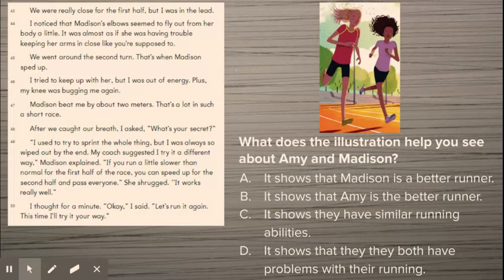All right, as we're reading this now, I want you to think about this question. What does the illustration help you to see about Madison and Amy? So what does the illustration help you see about Madison and Amy?